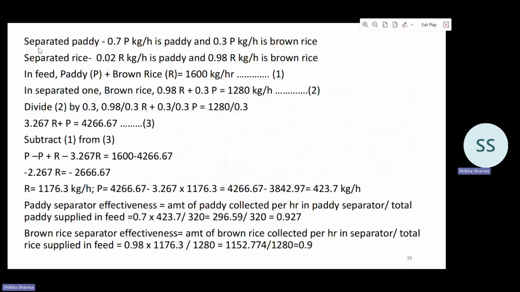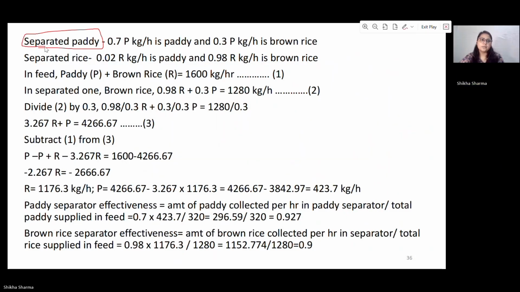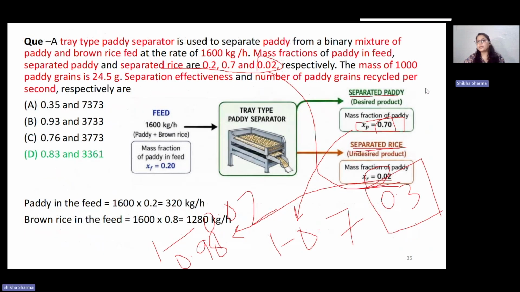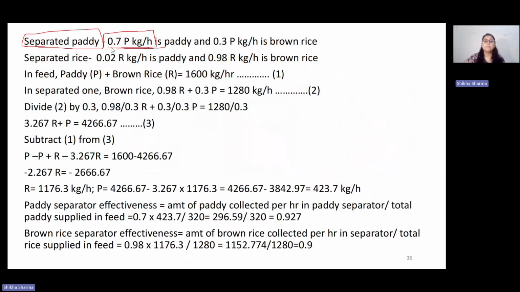As we discussed, in the separated paddy the paddy fraction is 0.7, right? We are multiplying by P because we don't know the amount we get in the separated paddy. So we assume it as P, and the rice we get is R, so P kg per hour and R kg per hour. In the separated paddy, 0.7 into P kg per hour is the paddy, and 1 minus 0.7, which is 0.3 P kg per hour, is the brown rice.